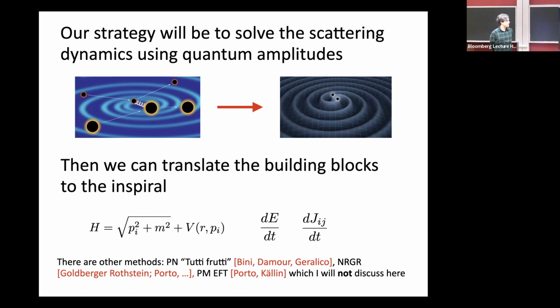And in particular, what we'll try to do is to determine these basic ingredients, these two-body potentials, these fluxes, using scattering. And actually, these things are universal functions of the dynamical variables of the system, and then they can be translated directly from the scattering problem to the bound problem. Okay, so there are other approaches to this which have appeared previously in the literature, such as NRGR and tutti-frutti methods by Damour and others, which also take input from different calculations in classical general relativity. I won't be talking about those. I'll be talking about a method focused on scattering amplitudes in quantum field theory and how we can use those.